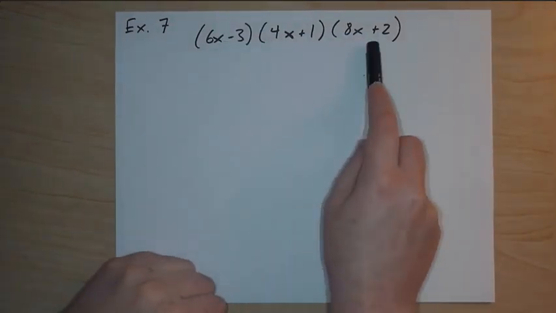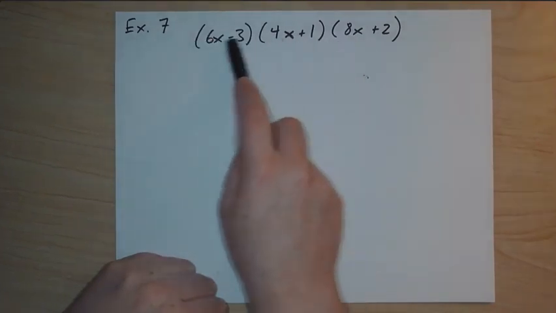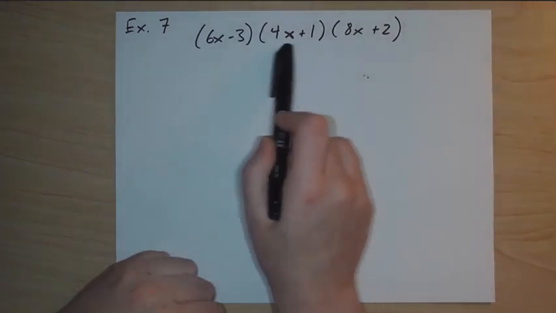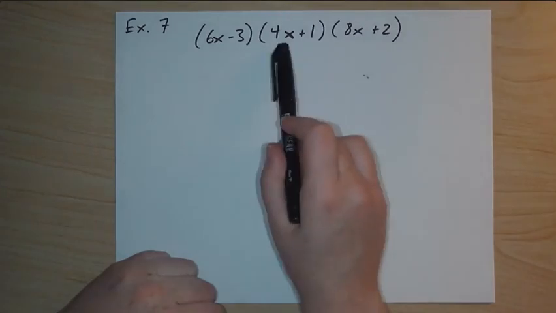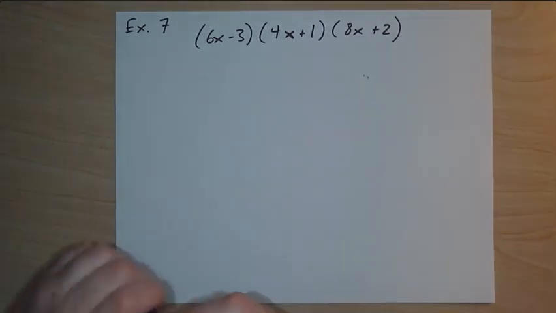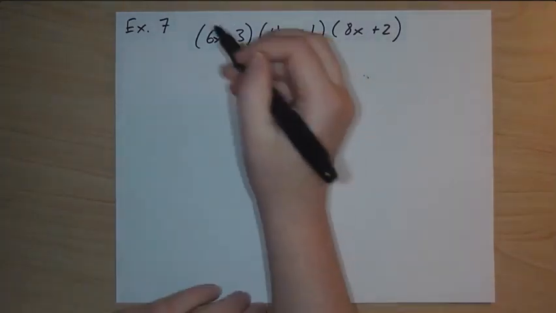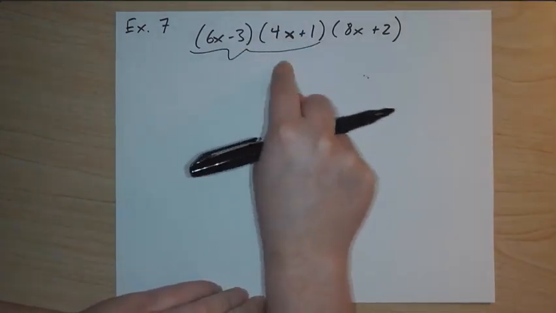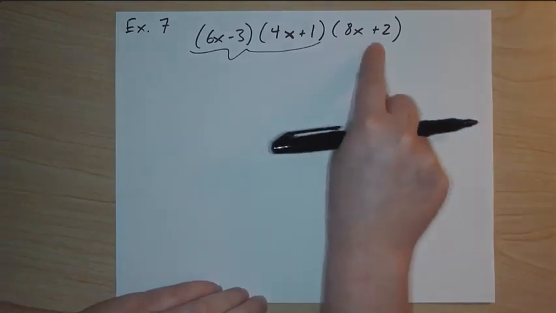When we multiply three different things and they're all being multiplied together, it doesn't matter the order we multiply them in first. We could multiply these first together, we could multiply these first together, or we could multiply these three together. It doesn't matter the order, but I'm going to choose to multiply these first two together first, and then after we find the product for these two, then we'll multiply that by this.